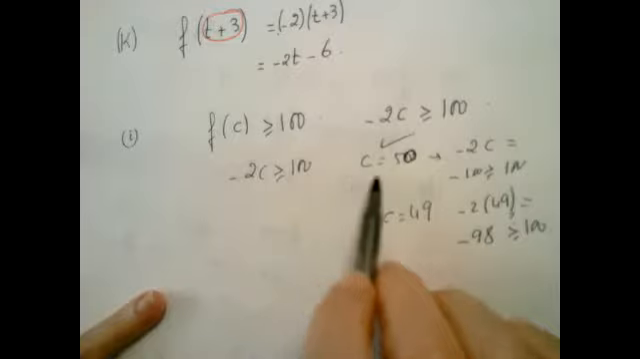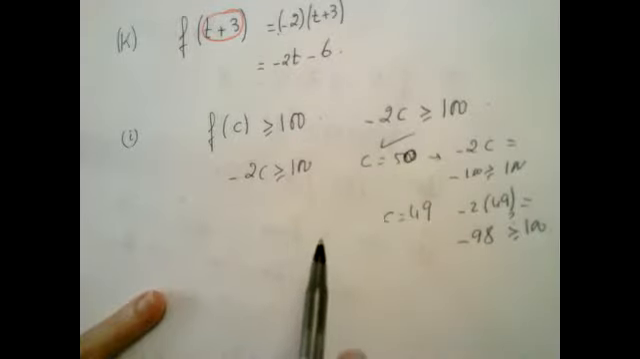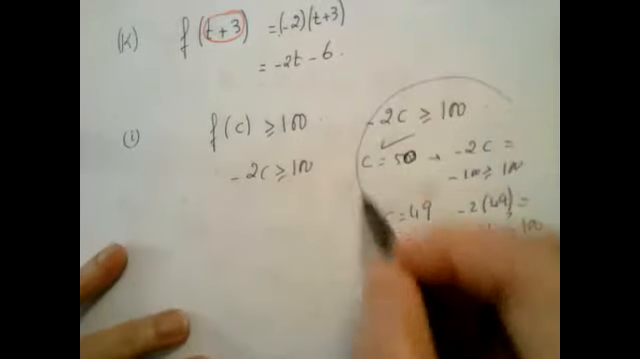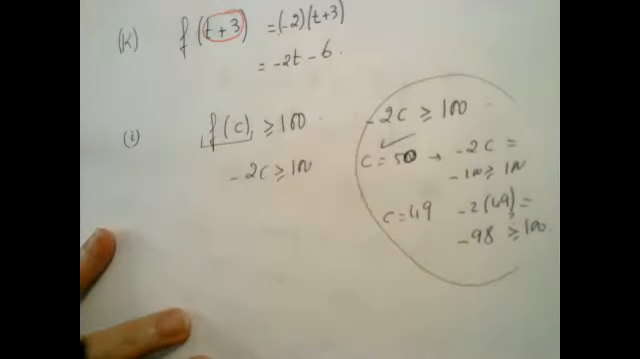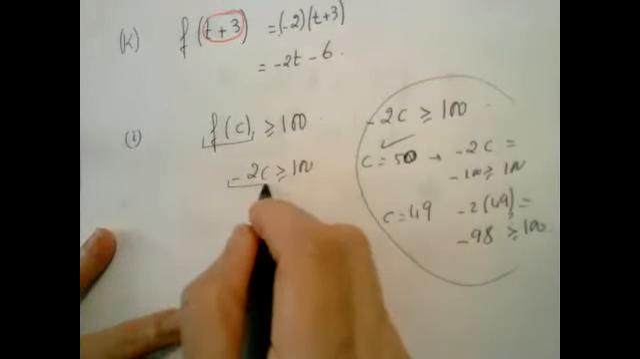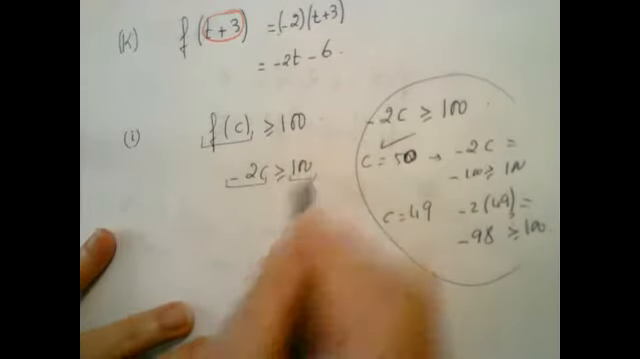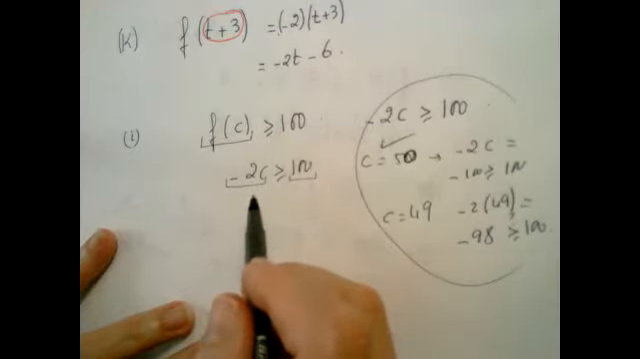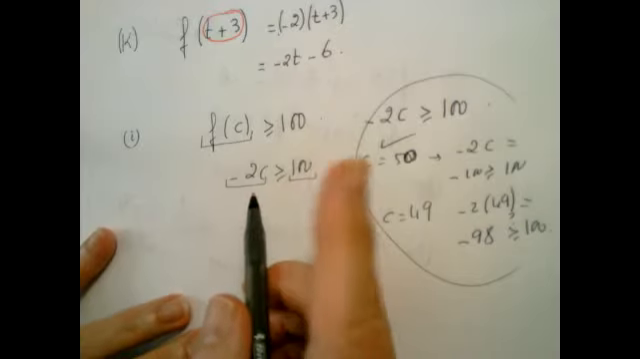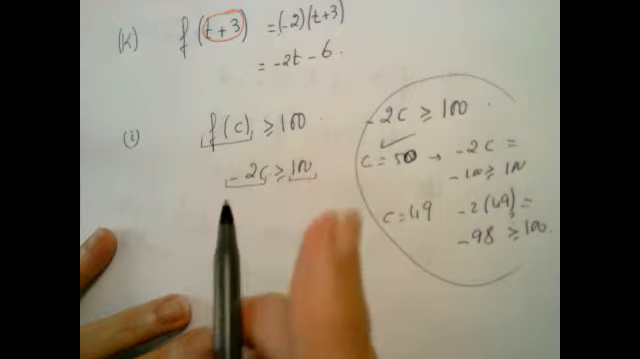Where did you even get -2 from? That's the output. What is f of c? What is f of anything? It is -2 times this anything. That's my function. Is that clear? That's what my function is.